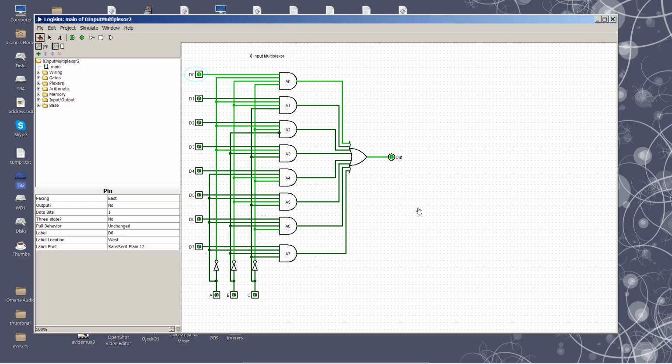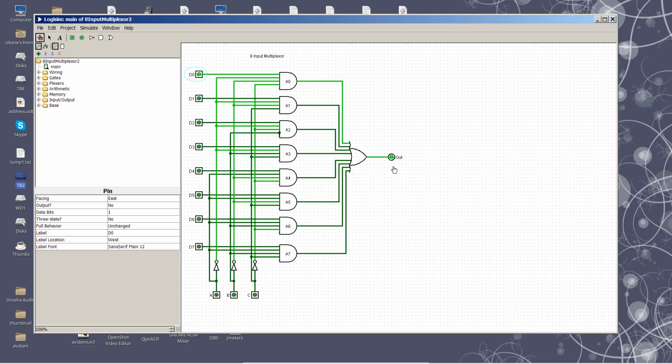In this example, we have an 8-input multiplexer. The idea here is that we have 8 input lines, numbered 0 through 7, one output line, labeled out, and 3 address lines, labeled A, B, and C. Depending upon the address placed at A, B, and C, one of the input lines will be routed to the output line. What would you use something like this for?